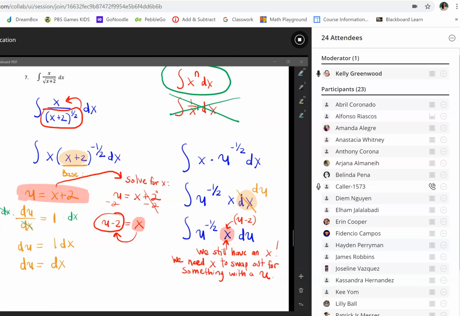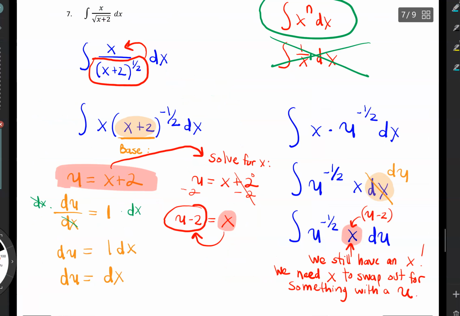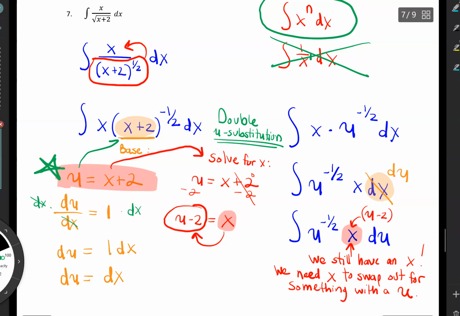I call this double u substitution. I just made that up because I feel like I'm using the u twice. So in my brain, I call this double u substitution. I don't know what the technical term is, but basically I had to use the u twice. I had to use it in my base, and then I had to rewrite it to use again for this x. So I call this type of problem a double u substitution. I really should see if it has a real name.